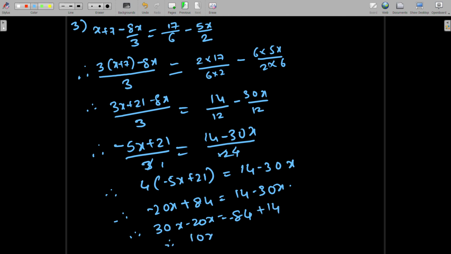Therefore 10x is equal to how much? Now this will be your 70, right? 84 minus this one minus 70. Therefore x is equal to minus 70 by 7. 7 ones are 7, 7 tens are 70. Therefore x is equal to minus 10. So this is how we need to arrange the terms, and we have to solve the problem.